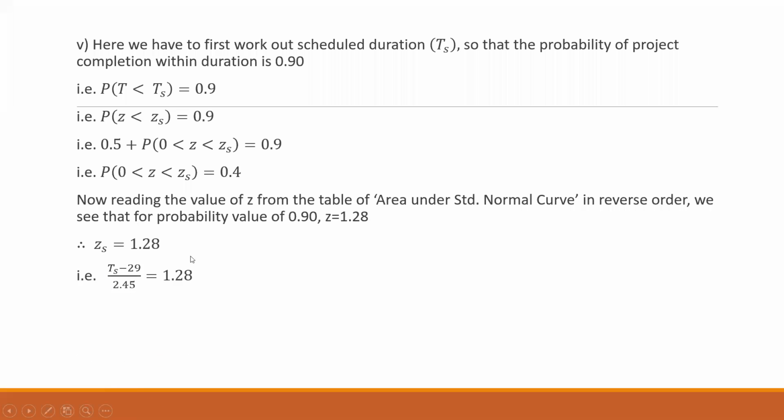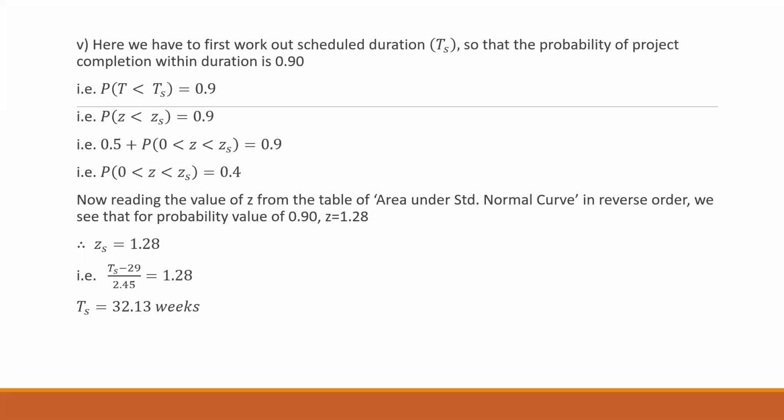Here we go. So this is the formula which I can make use of to do the calculation for Ts. And Ts is coming to 32.13 weeks. Thus, we can say that the due date should be 32.13 weeks from the start, so that there is a chance of completing the project by the due date, and the chance is 90%, or 0.90. Clear?